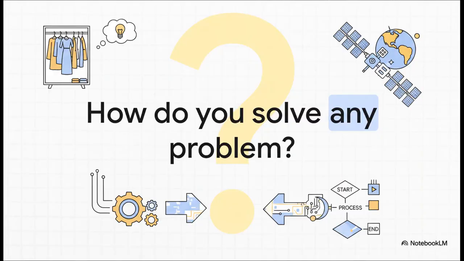So let's start with a big question. How do you solve, well, any problem? I mean, think about it. It could be something simple like, what am I going to wear today? Or something massive like, I don't know, launching a rocket into space. Turns out, computer science gives us this amazing, step-by-step way of thinking that works for literally any challenge. And that's exactly what we're going to get into today.